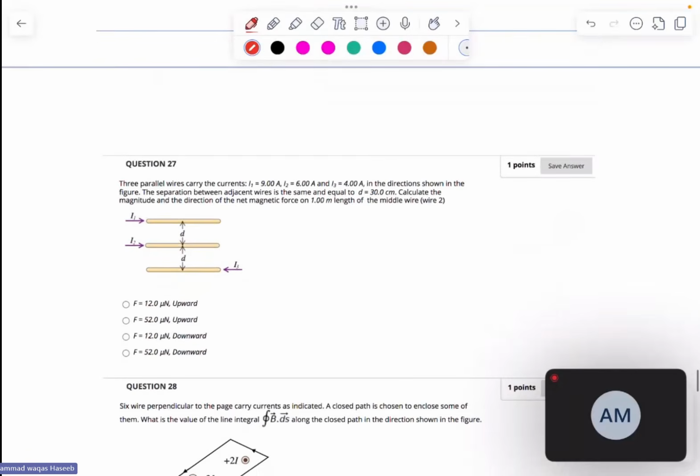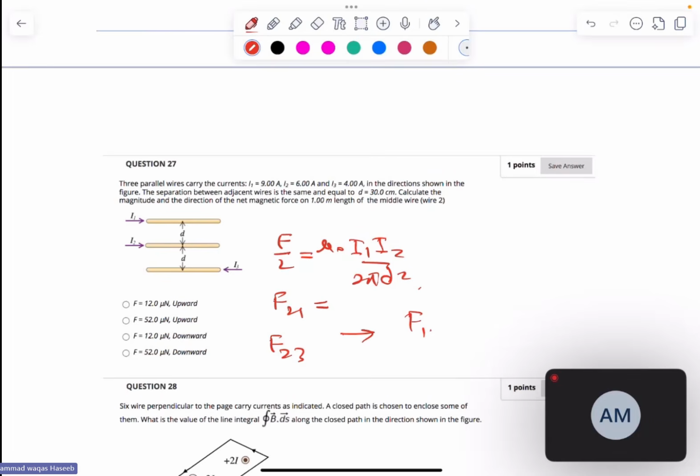For this question, you need to write the force per unit length, which is the Biot-Savart law. First you will calculate the force F21 and then F23, and then you will add F21 plus F23, the total force, and you will get 52.0 micronewton. And the direction will be, in that case, upward.